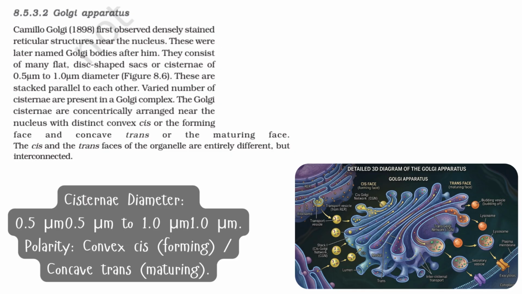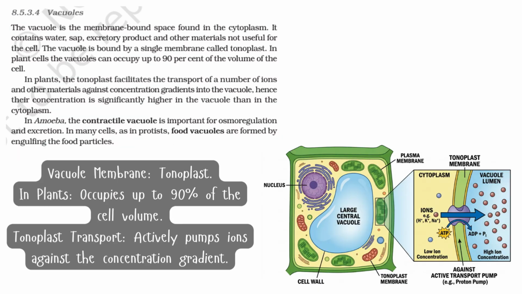While structurally different, these faces are interconnected. The Golgi is also the primary site for the formation of glycoproteins and glycolipids. Finally, let's look at vacuoles. In plant cells, the vacuole is bound by a single membrane called the tonoplast, and it can occupy up to 90% of the cell volume.